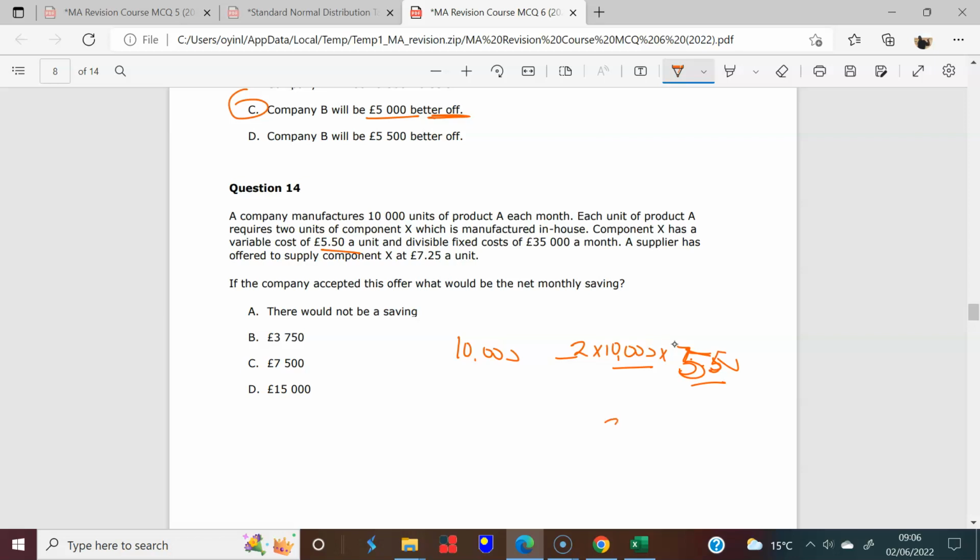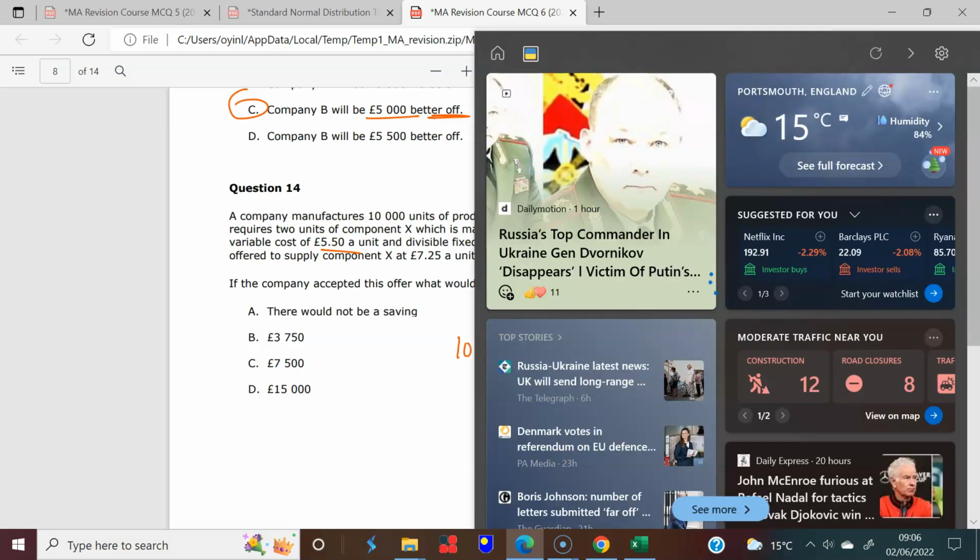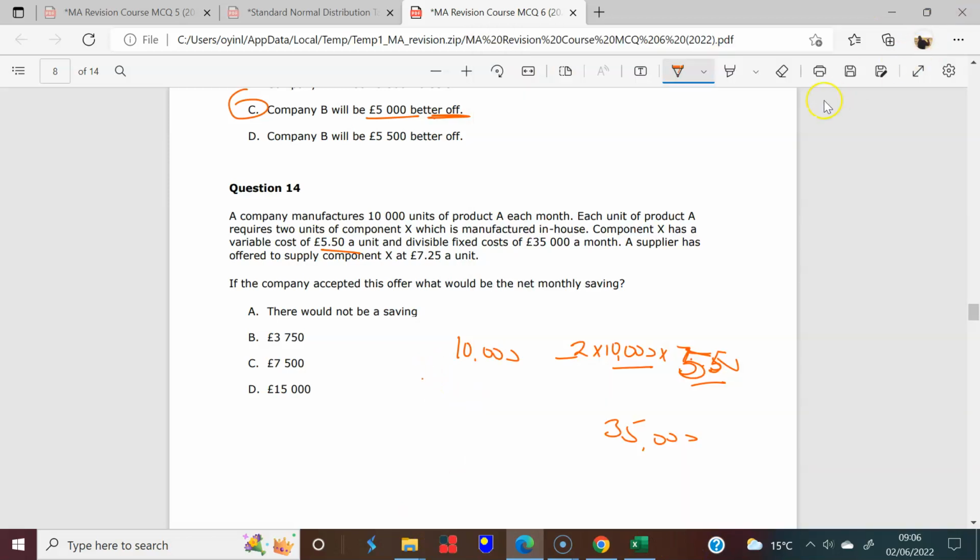And then we have this divisible fixed cost of 35,000 as well for the month. So let me find this one: 2 times 10,000 times £5.50. Let's do that. 2 times 10,000 times £5.50 is 110,000. Add on the 35,000, and that's a total of 145,000 to make this product in-house.